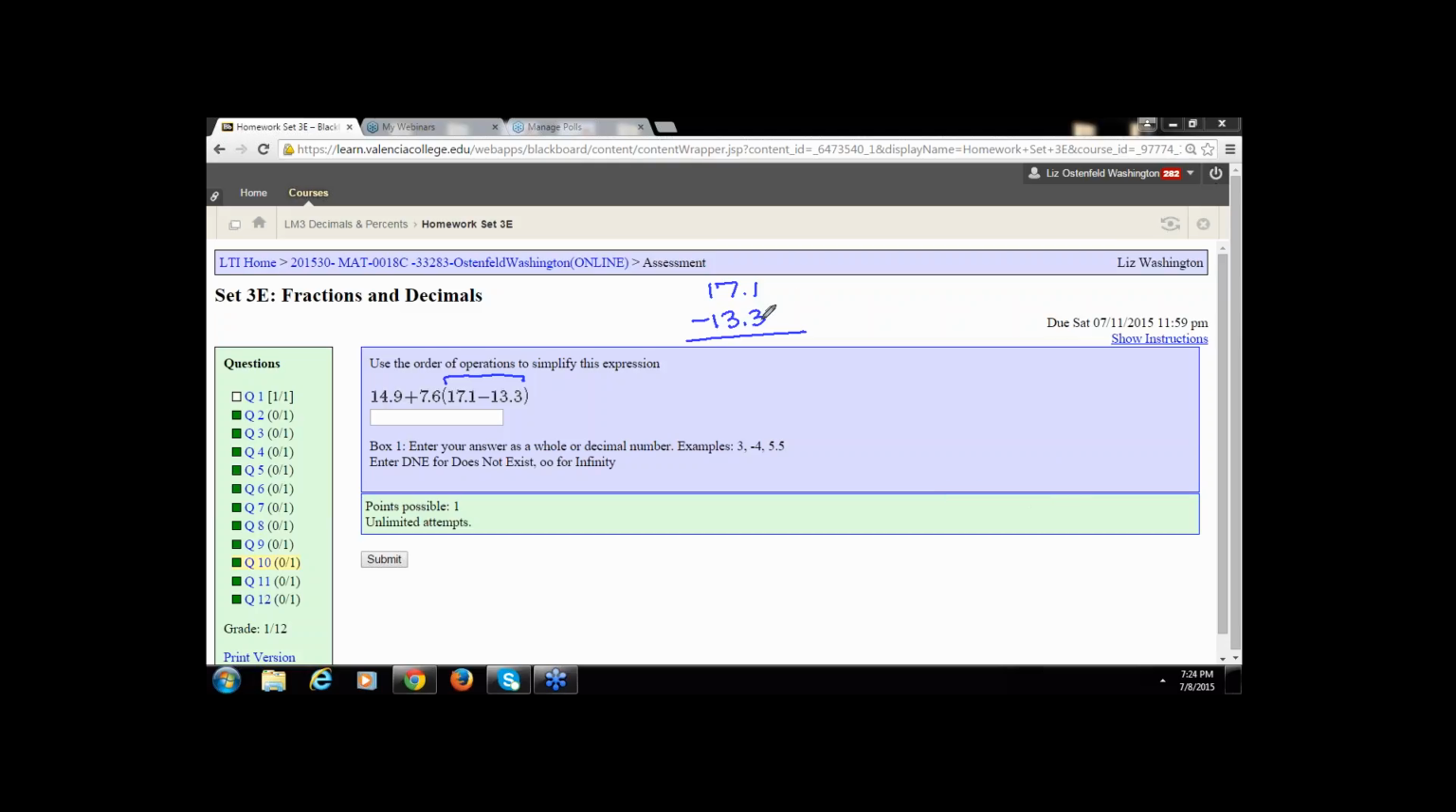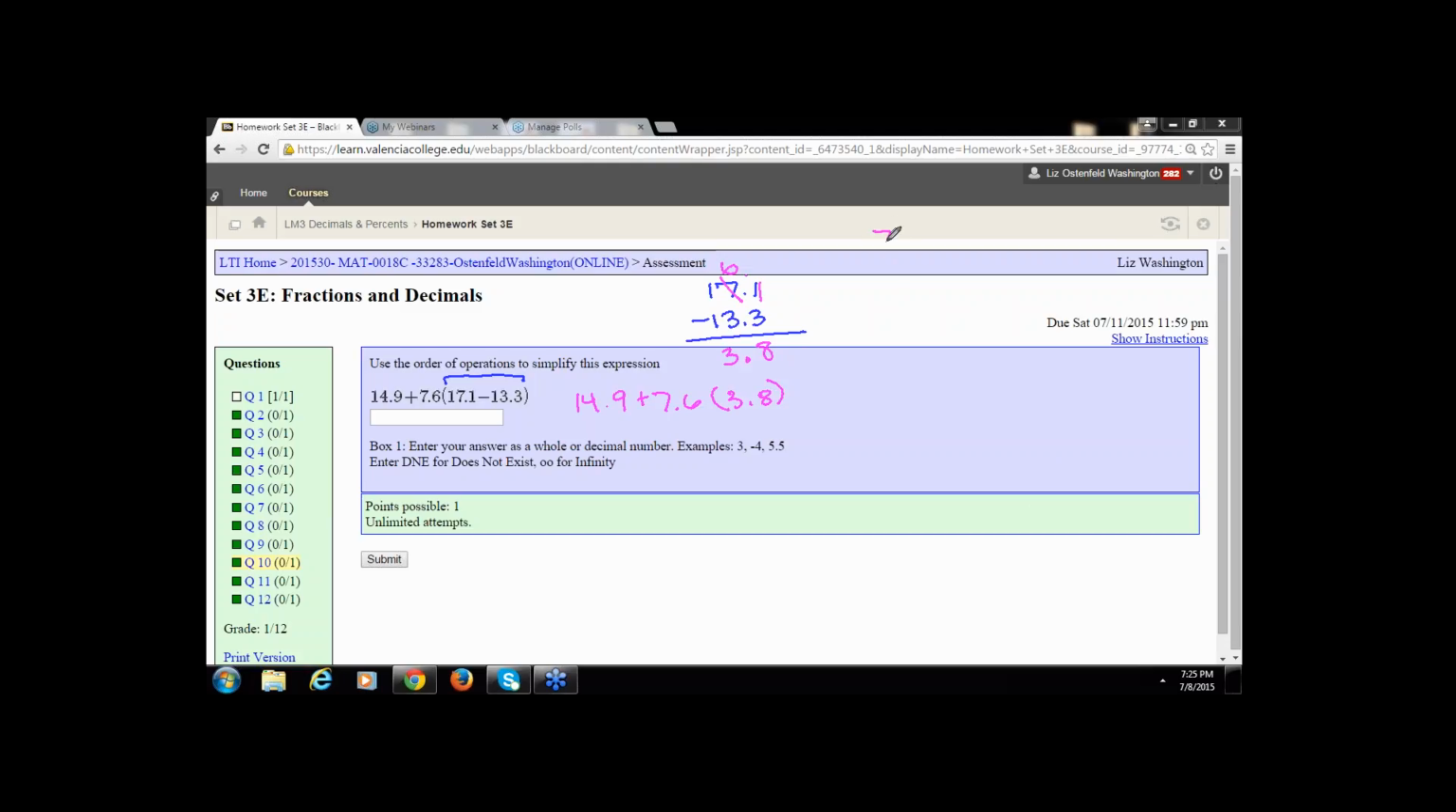Your answer is going to fall right underneath the decimals in your problem. Since you cannot take 3 from 1, I'm going to go ahead and borrow from the 7 and make that a 6. So this becomes 11. 11 minus 3 is actually going to be 8. There's my decimal. 6 minus 3 gives me 3. And I'd be done there. So here I have 14.9 plus 7.6 times 3.8.